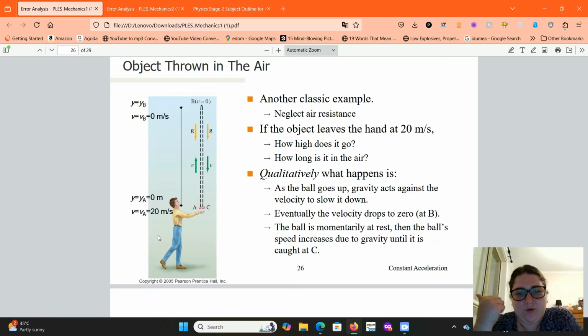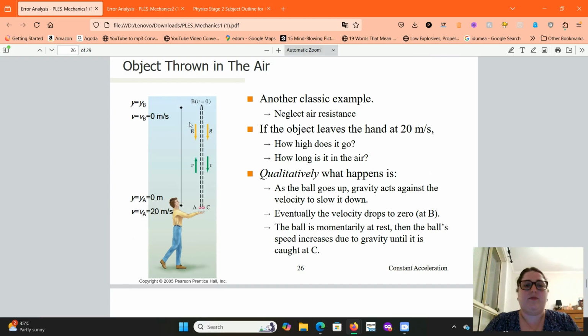Alright, if you're throwing something in the air, first of all, we neglect air resistance. Do not worry about it. And then we have your classic questions. If the object leaves the hand at 20 meters a second, how high does it go and how long is it in the air? Qualitatively, what happens is as the ball goes up, gravity acts against the velocity, slows it down, and it drops the ball back to zero.